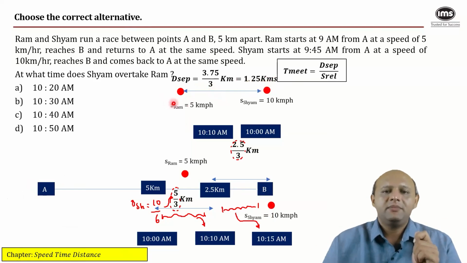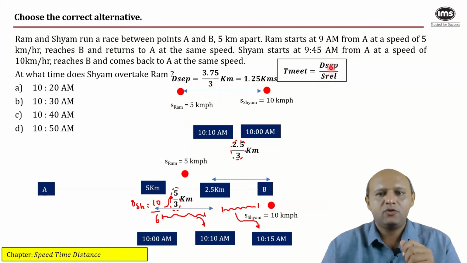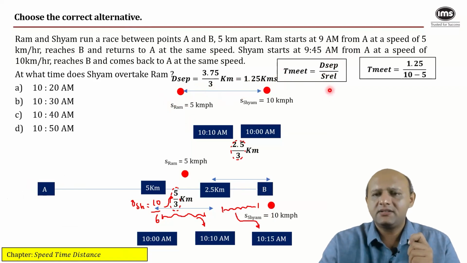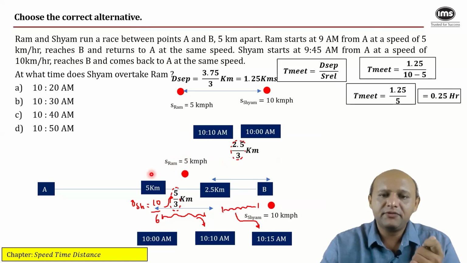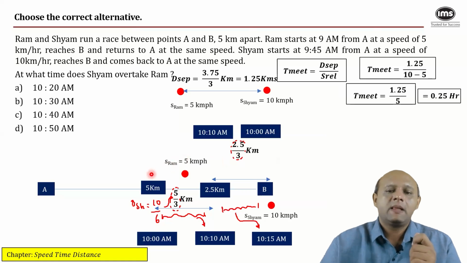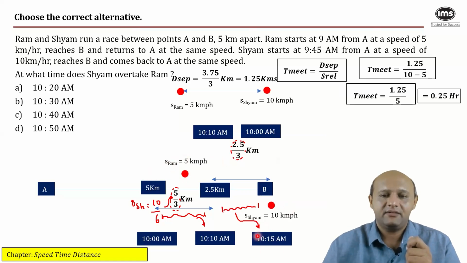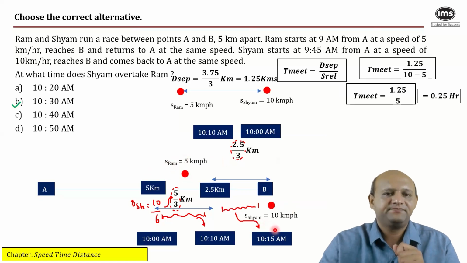When will they meet? The time taken to meet would be again the distance of separation upon the relative speed. What is the relative speed here? The relative speed here is 10 minus 5, because they're moving in the same direction, and he's also heading towards point A. What is 1.25 by 5? It is 0.25 of an hour. What is 0.25 of an hour? It is 15 minutes. So 15 minutes after 10:15. Remember this, 15 minutes after 10:15 would be 10:30.